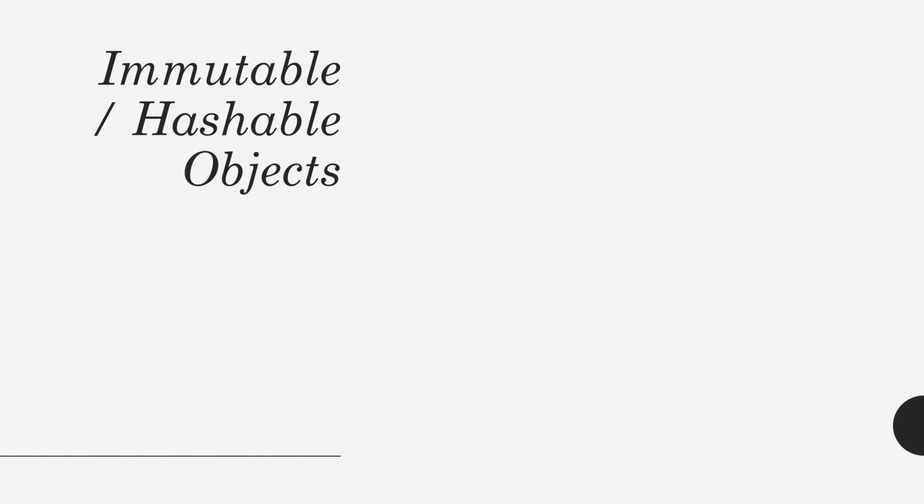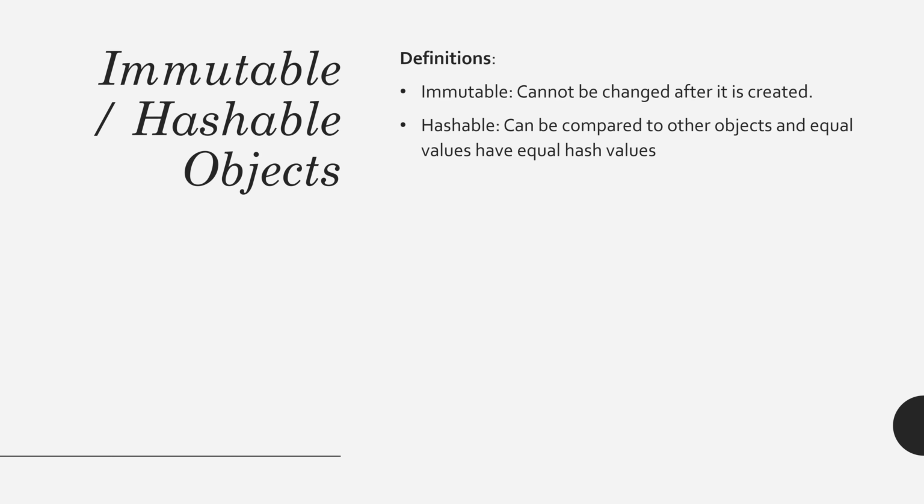Alright, so let's get started with the simpler kind, immutable/hashable objects. Basically, let's go over the definitions quickly. The definition of immutable is basically cannot be changed after it's created, and hashable means can be compared to other objects and equal values have equal hash values. So let me go a bit deeper there.